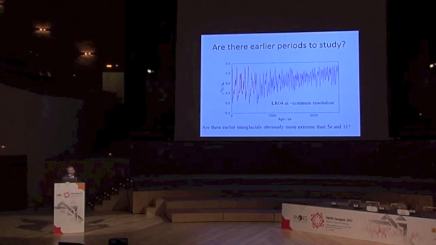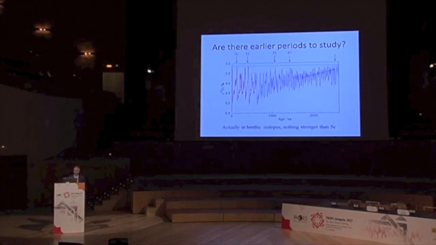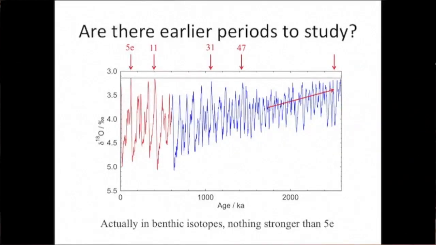So I think we all have a feeling that there's a warming here. So you might expect very warm interglacials over here. But actually, when you look at it and draw a line at the stage 5e level, there isn't anything in Lisiecki and Raymo that's stronger. Whatever that means, this combination of two things, there's nothing in the whole record that's stronger than stage 5e.